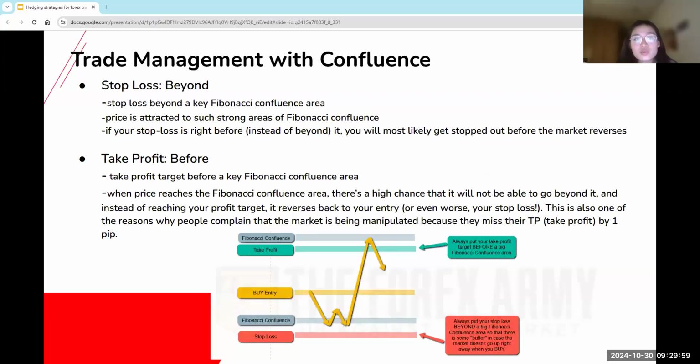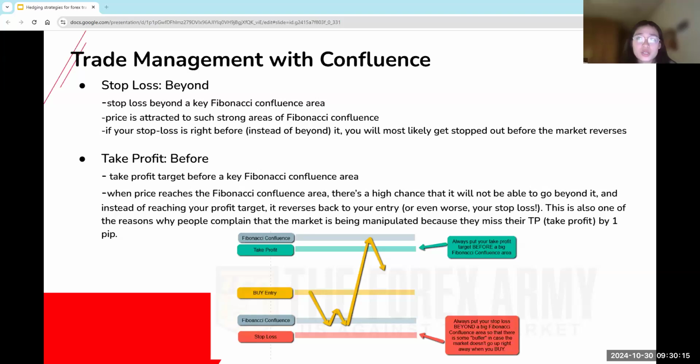Okay, so firstly, where you place your stop loss and your take profit are really important. So here we're talking about trade management with confluence, and confluence here is Fibonacci confluence.